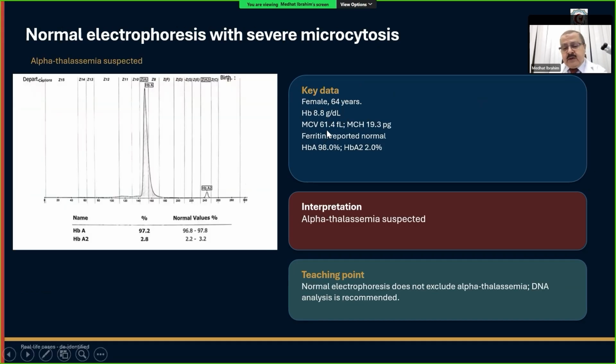In this case, it's interesting. The female patient has microcytic hypochromic anemia with a normal ferritin level, and the hemoglobin electrophoresis pattern is normal. However, we have to suspect alpha thalassemia trait in this case, as sometimes it's completely normal to have alpha thalassemia. The pattern is normal, but the patient still has alpha thalassemia, and in that case, it has to be confirmed by DNA analysis.